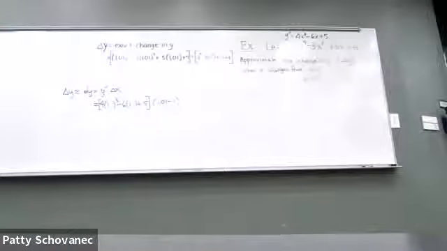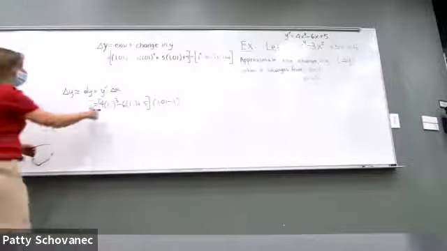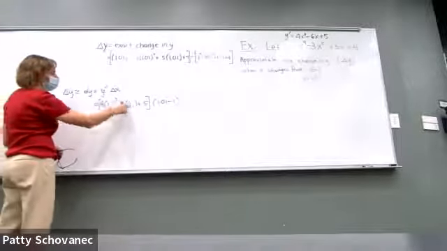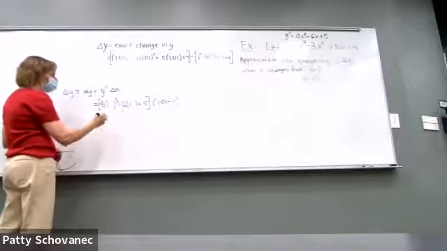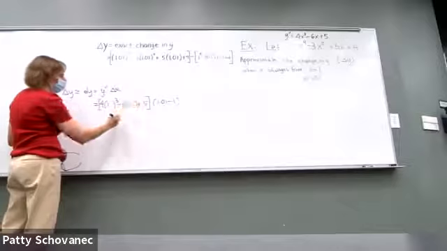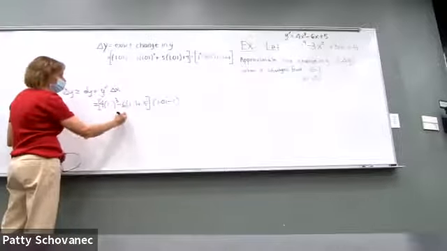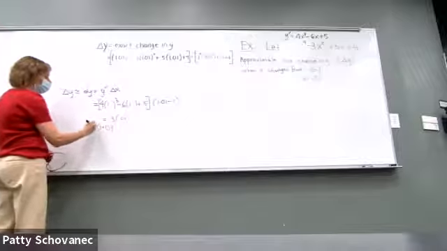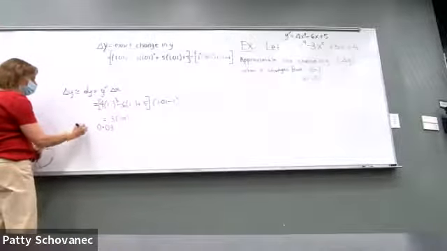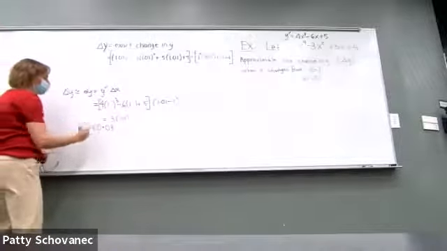Right, even I can compute that. 1 cubed is 1 times 4 is 4, minus 6 is a negative 2. Negative 2 plus 5 is 3, times 0.01 is 0.03. Delta y is roughly equal to 0.03.